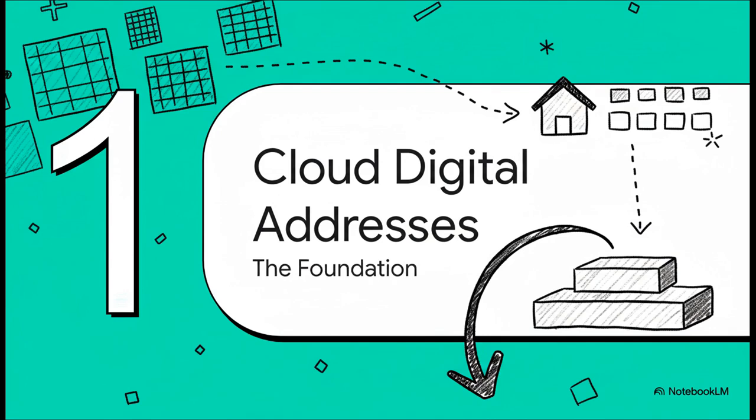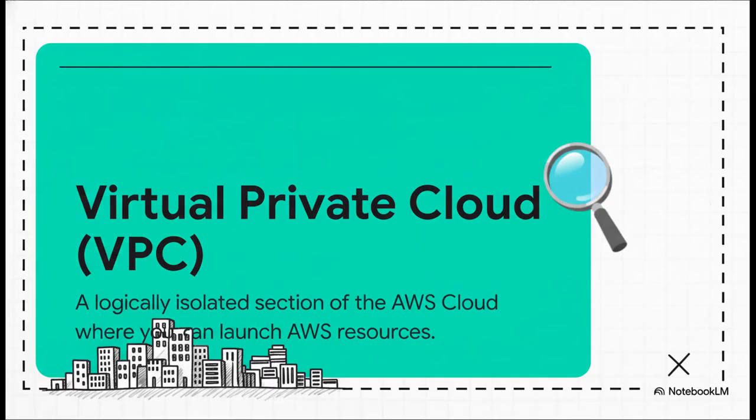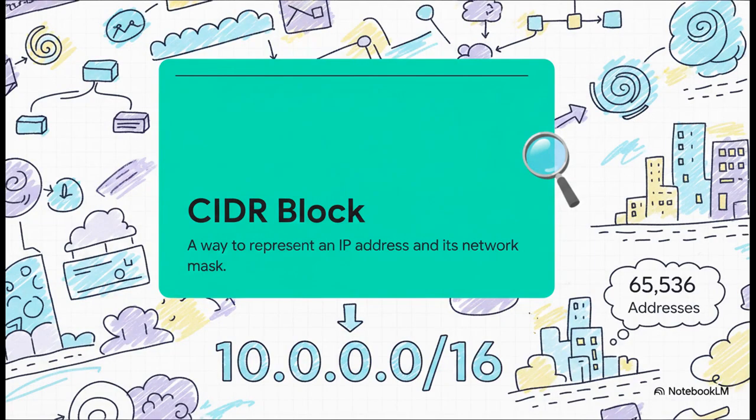To build our city, we've got to start with the absolute basics, the plot of land and the system for all the addresses. So first up is the Virtual Private Cloud, the VPC. Just think of this as your own private, totally isolated slice of the AWS cloud. In our city analogy, this is the plot of land you've just been given. It's got clear boundaries, and everything you decide to build inside of it, it's all yours to control.